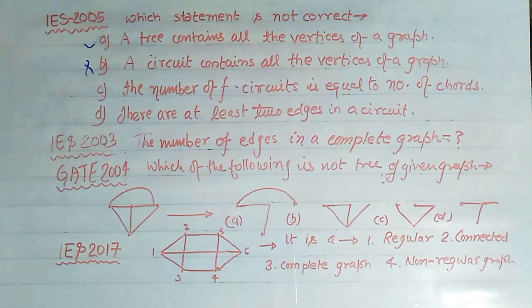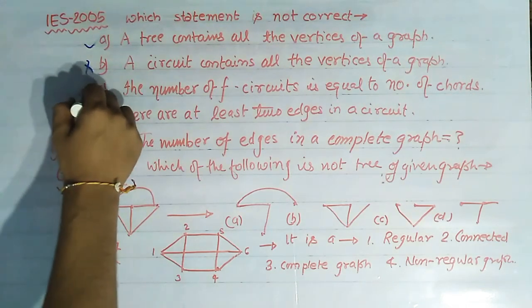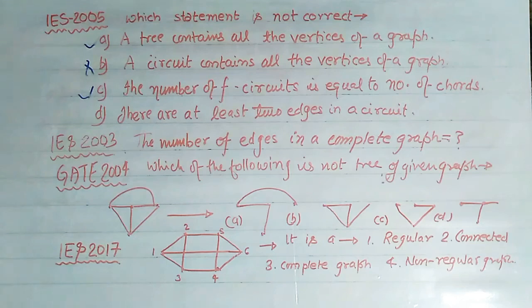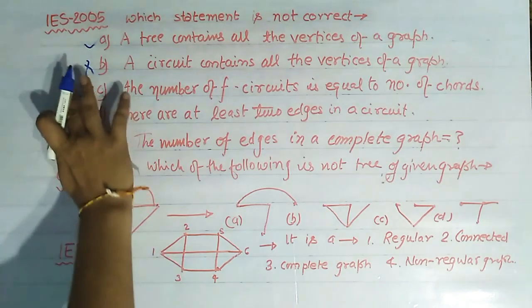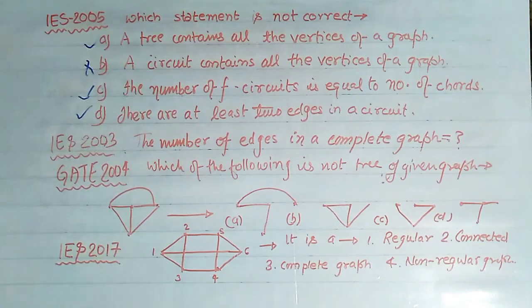The number of fundamental circuits is equal to the number of chords. So number of chords means number of links, and we know that the number of fundamental circuits is equal to the number of links. So this is correct. And the fourth one is there are at least two edges in a circuit. This is also correct. So only option B is not correct.